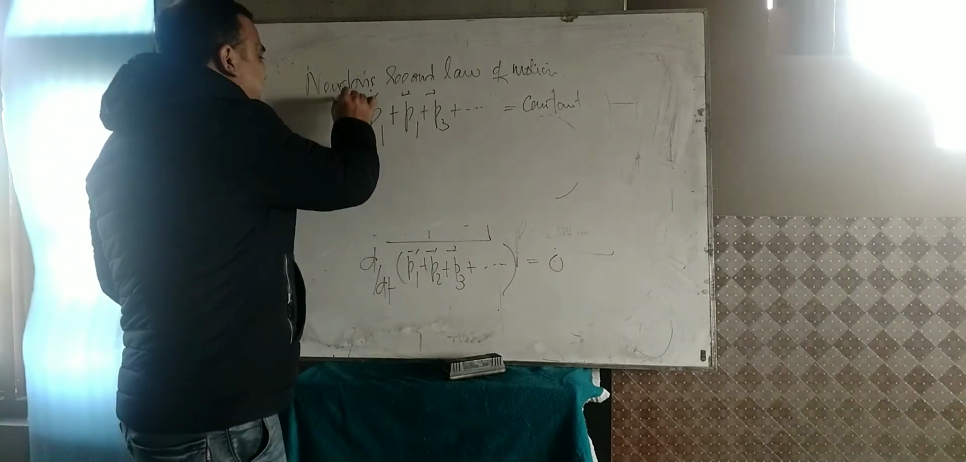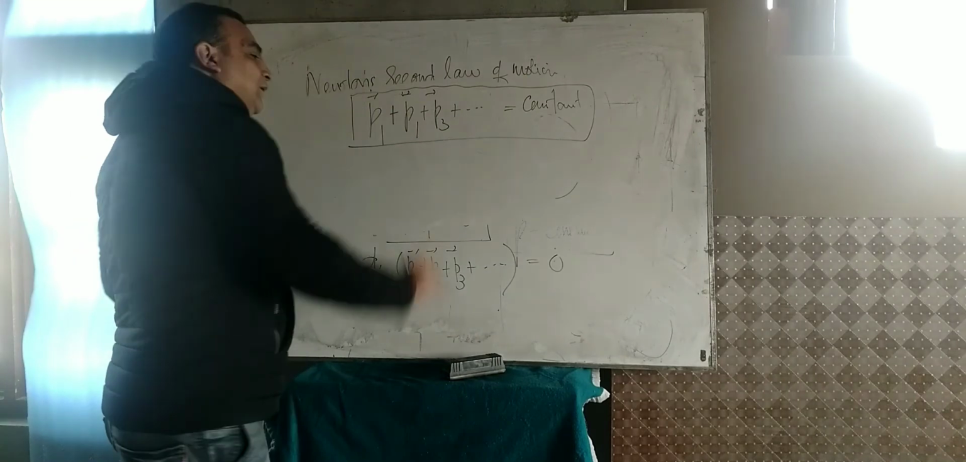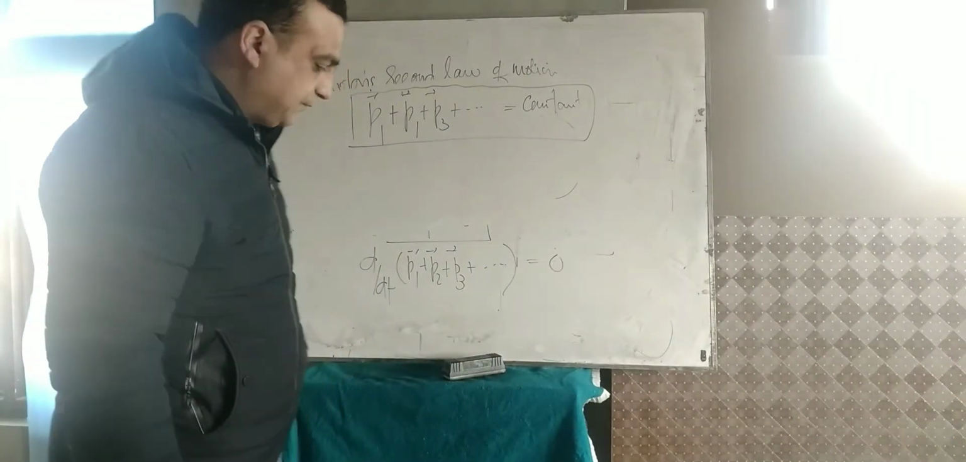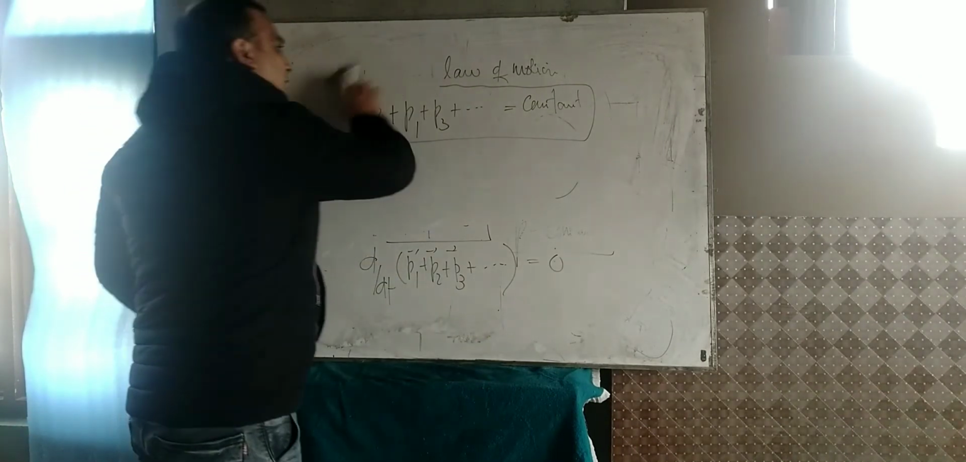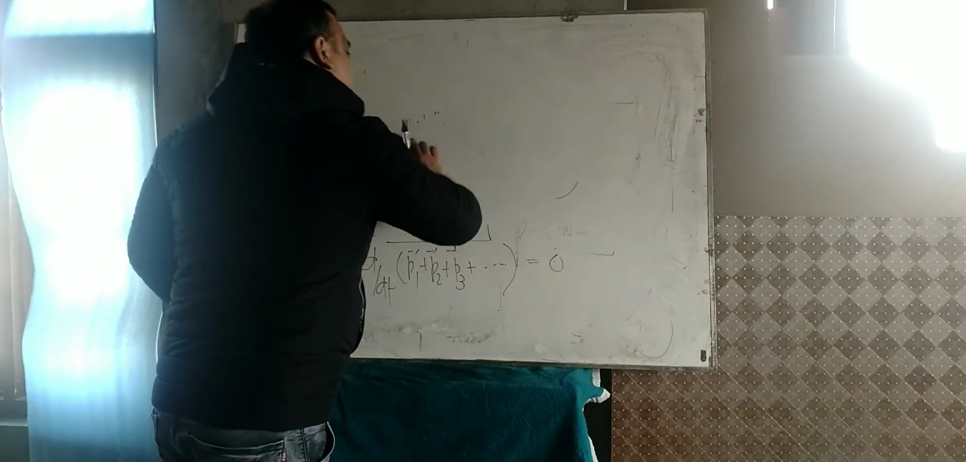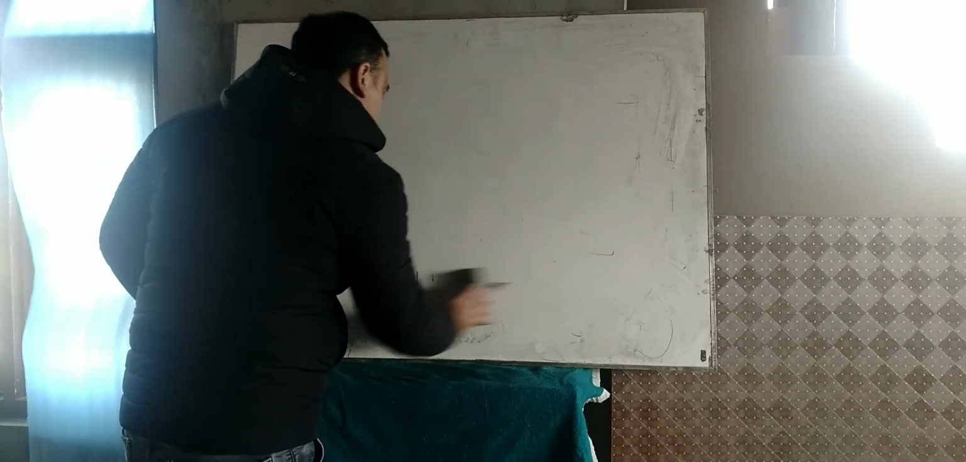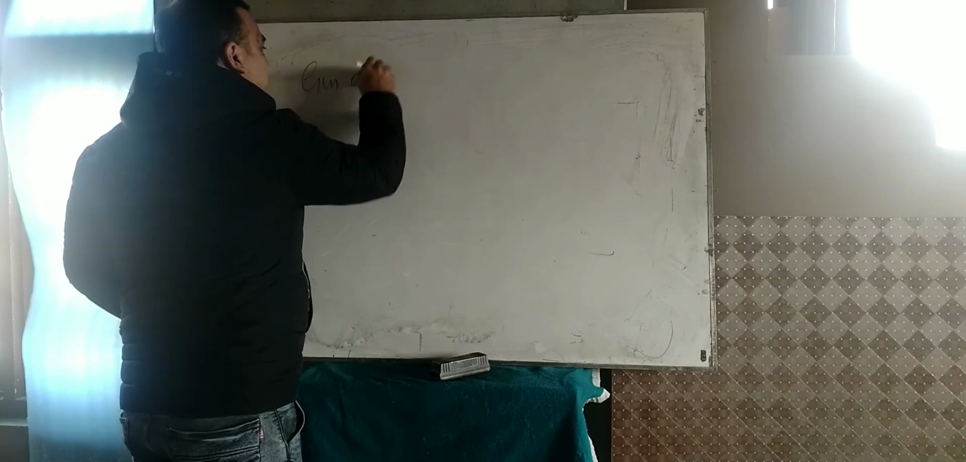So this is what is the law of conservation of linear momentum. Now let us take some examples based on the law of conservation of linear momentum. Let us choose the problem of gun and bullet.